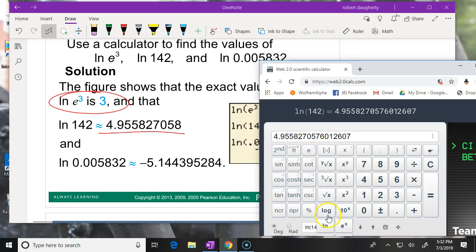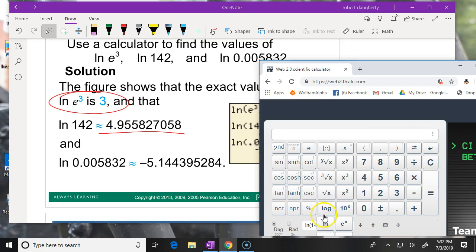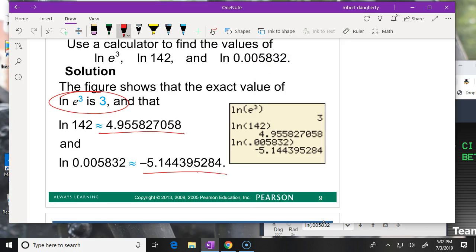Now the natural log of 0.005832. So back to my calculator, natural log, let me clear this out, natural log of 0.005832 is negative 5.14. So there you see that.